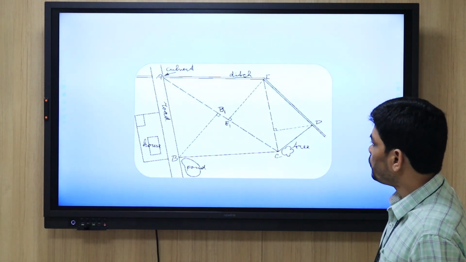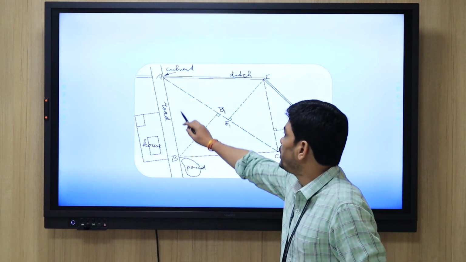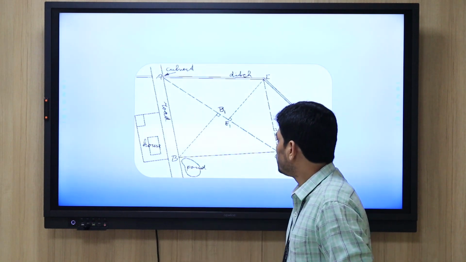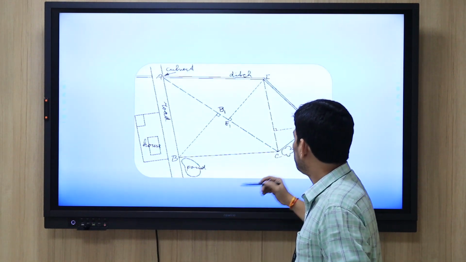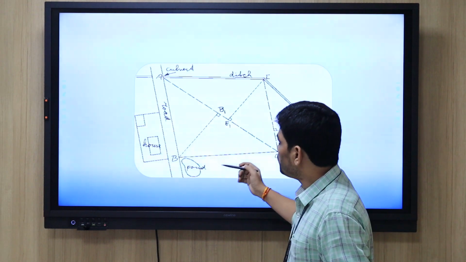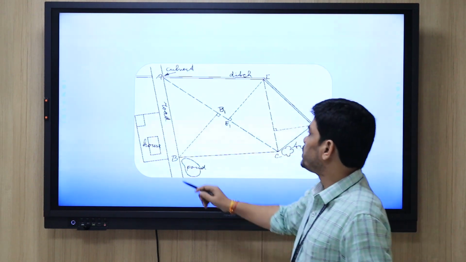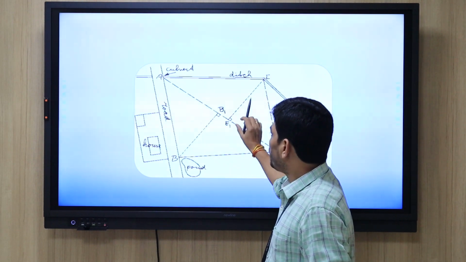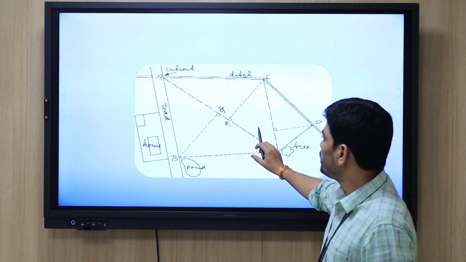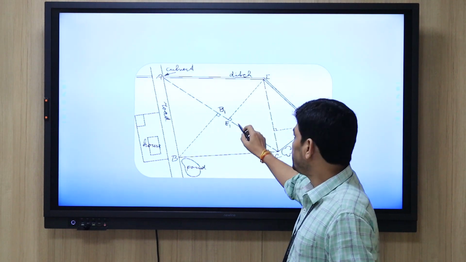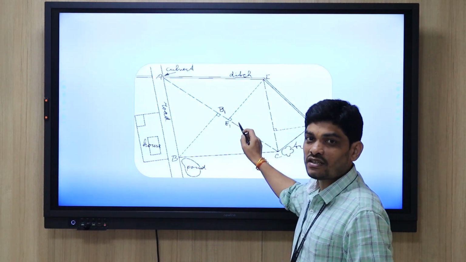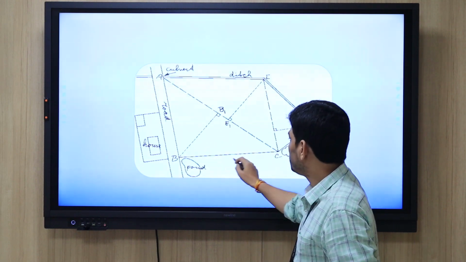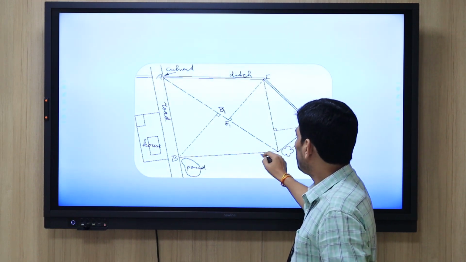Suppose you want to survey this area. This is the road and this is the area. Here some pond is there, here some tree is there. First we have to place some major line. We need to identify these lines also. For every line, there is some specific reason. The main line is the main line. This is a main line.